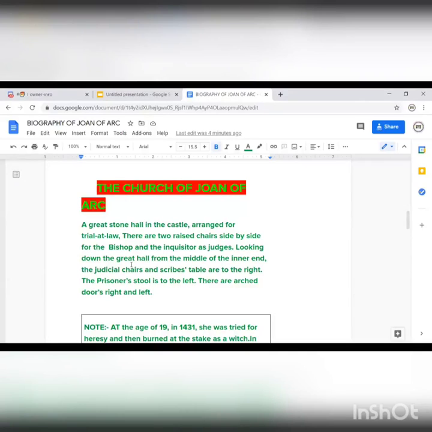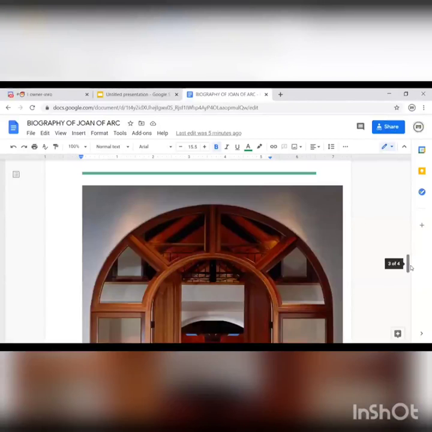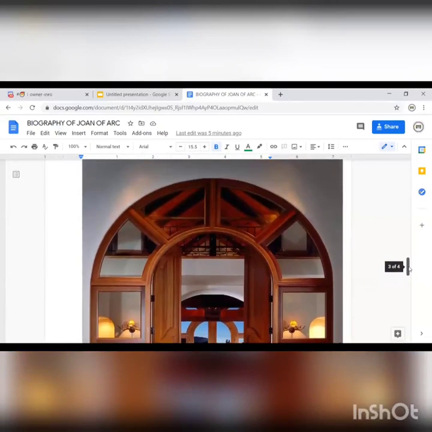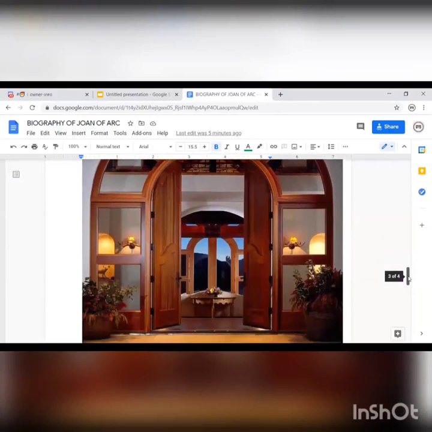Looking down the great hall from the middle of the inner end, the judicial chairs and scribes table are to the right. The prisoner stool is to the left. There are arched doors right and left. These are the arched doors. As you can see, it may be there in your homes too. The castle's doors were like this. Now let's go to the back page and study the note.